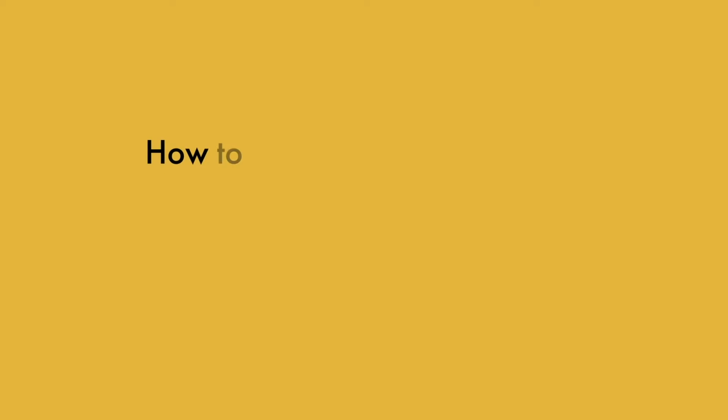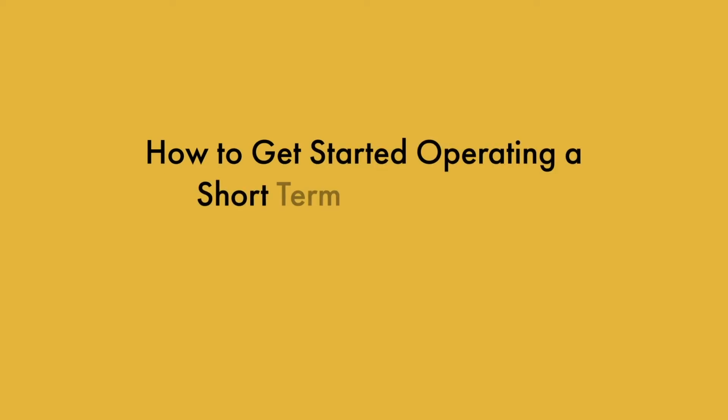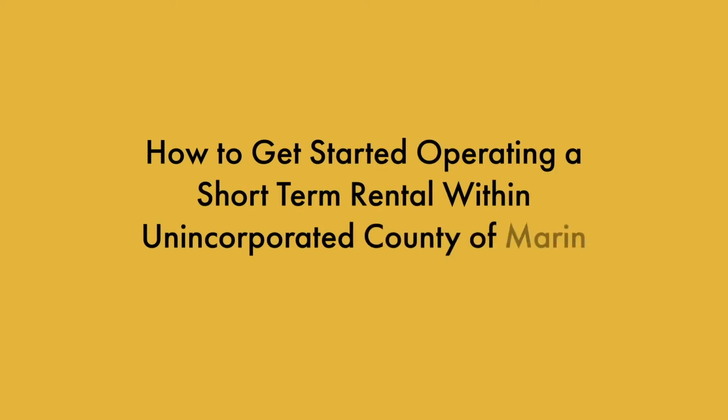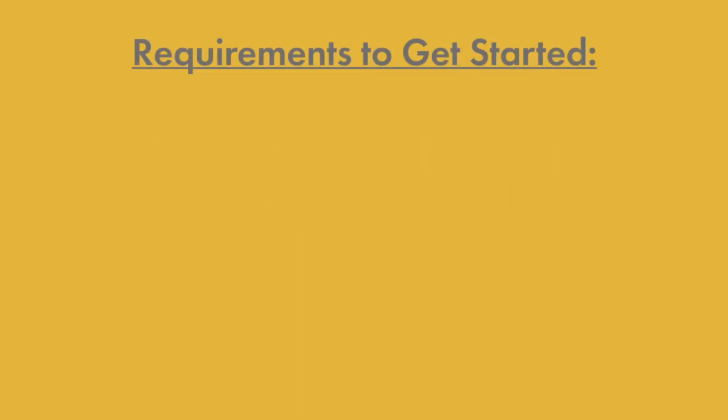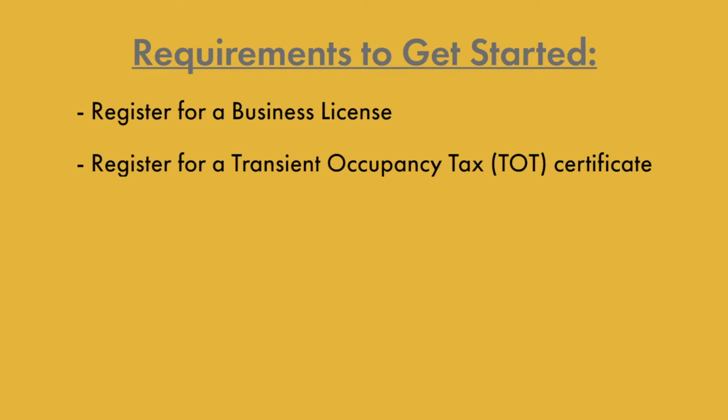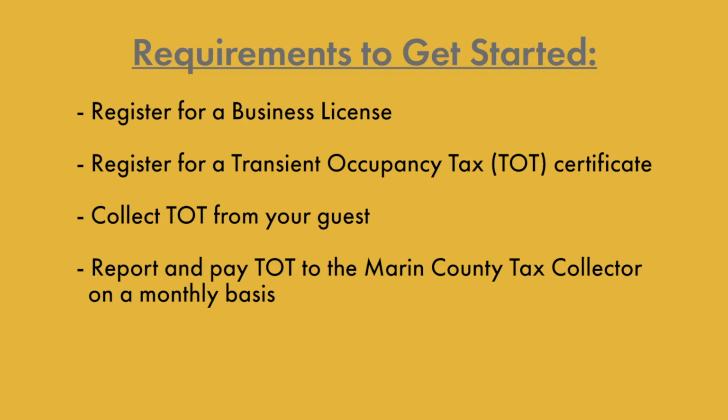In this video, we will give an overview of how to get started on operating a short-term rental within the unincorporated County of Marin. In order to start a short-term rental, you will need to register a business license, register a transient occupancy tax certificate number, collect a transient occupancy tax from your guest, report and pay the transient occupancy tax to the Marin County tax collector on a monthly basis, and lastly, notify your neighbors about your short-term rental.